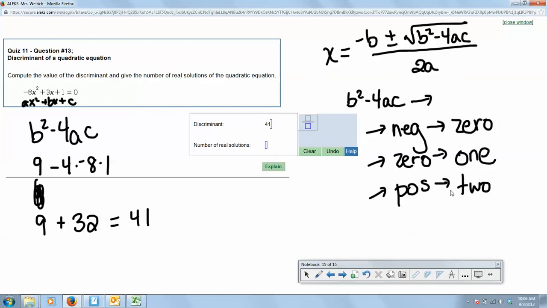And since 41 is a positive number, there are two real solutions. If this discriminant had been 0, then this would be 0 and this would be 1. And if this answer was a negative number, then you would put the negative answer there and you would put 0 for the number of solutions.